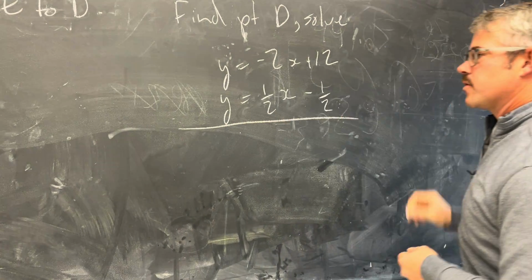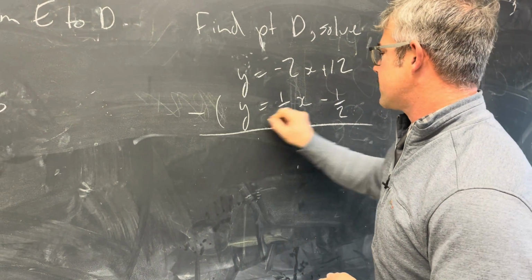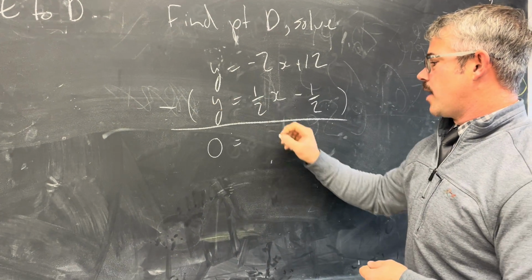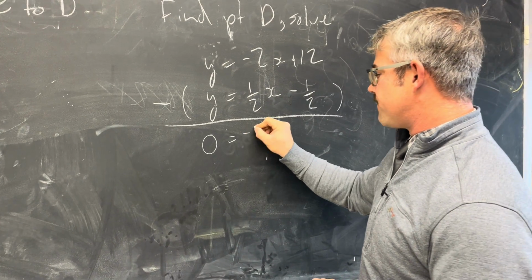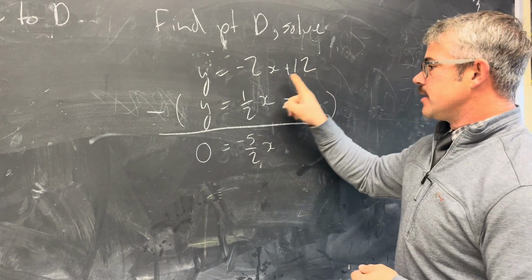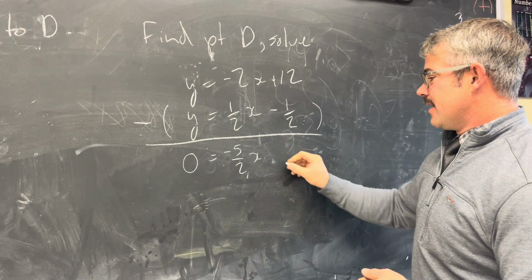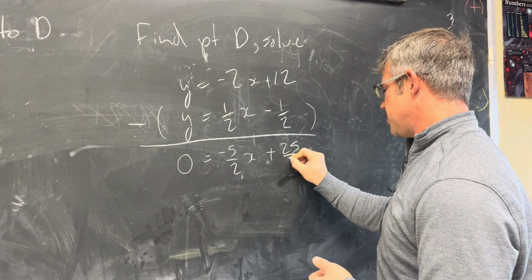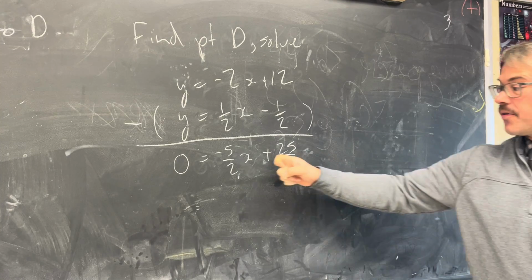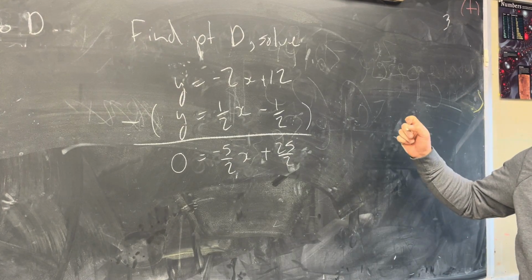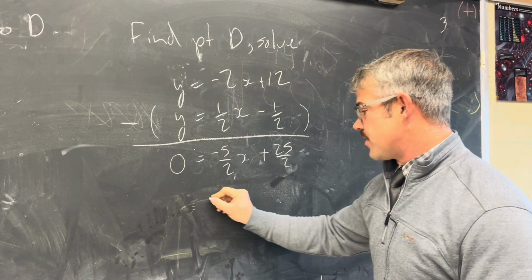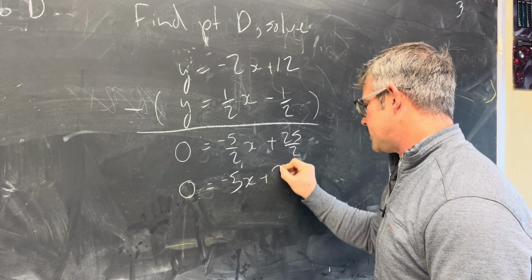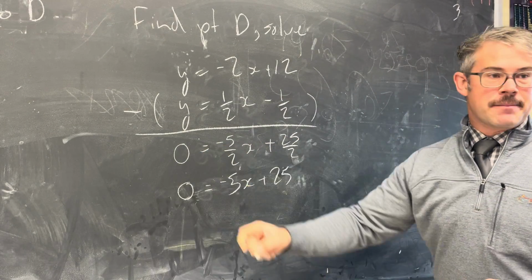I think I'm going to solve those by subtraction. So I'll just go ahead and subtract the equations. Y minus y is 0. Negative 2 minus 1/2 is negative 2.5 or negative 5 over 2x. And 12 minus negative 1/2 is plus 12.5. So that's going to be plus 25 over 2. Now, because both of these fractions are over 2, I can just go ahead and ignore the 2's. So this is going to be 0 equals negative 5x plus 25. Essentially, I just multiplied everything by 2 there.